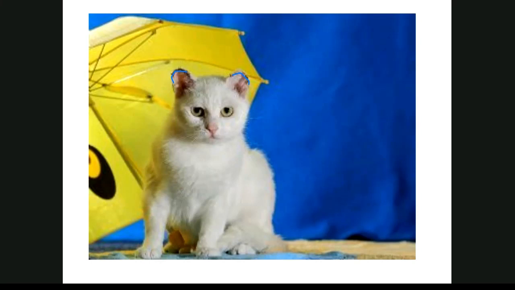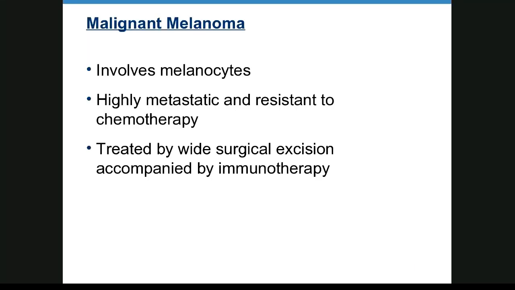Now, don't think that if you have dark skin, you can't get skin cancer, because you can. You still need to put sunscreen on your kids if you take a beach vacation, but the risk is not as severe. Malignant melanoma involves melanocytes, and these, I believe, come from exposure to the sun at an early age, and these are highly metastatic, resistant to chemotherapy, and have to be treated with wide surgical excisions. Some immunotherapies are out.